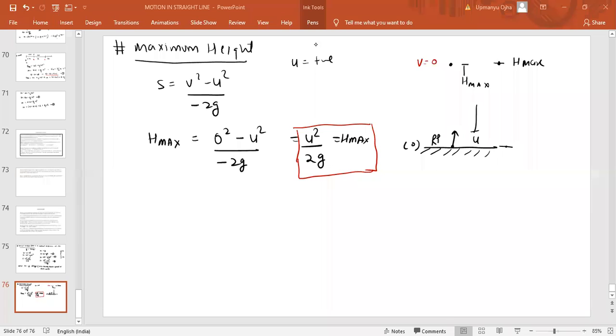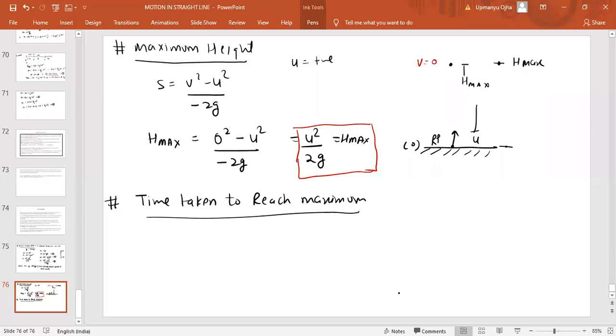Okay. Fine. Next is the time of flight. Now can you tell me how much time is taken to reach the maximum height? Can you find that? Time taken to reach maximum height. So can you find this answer? Yes, it should be u by g.